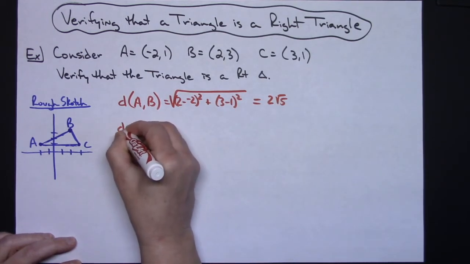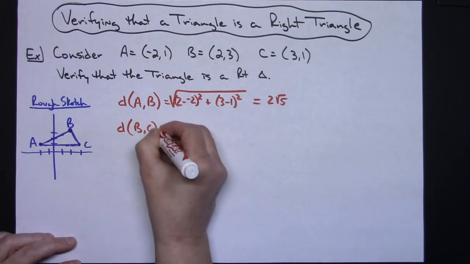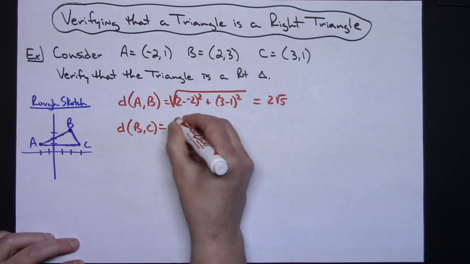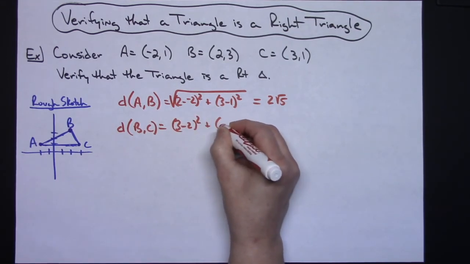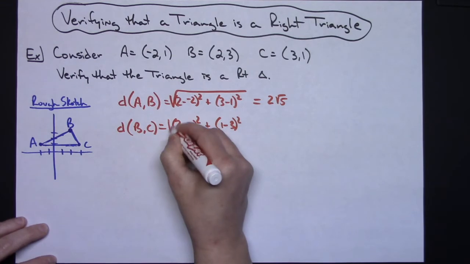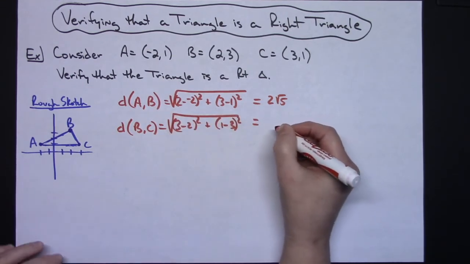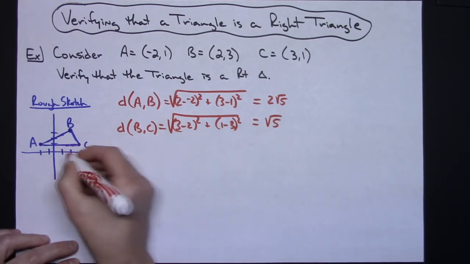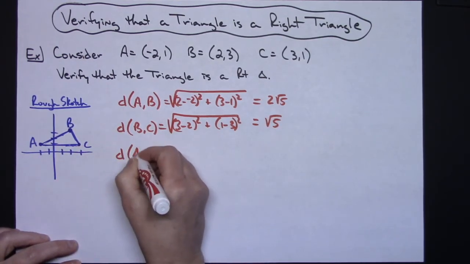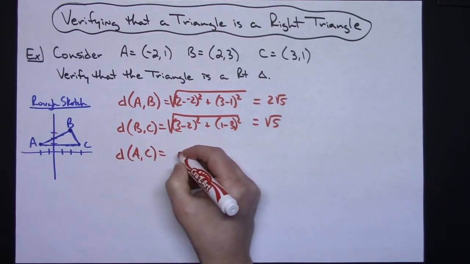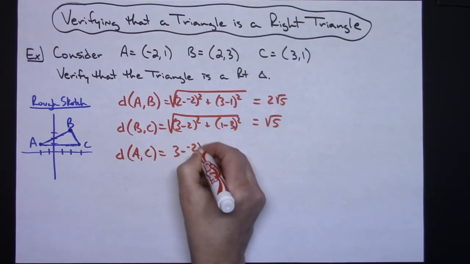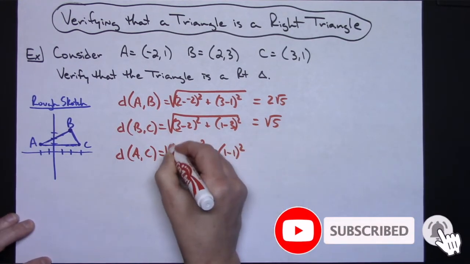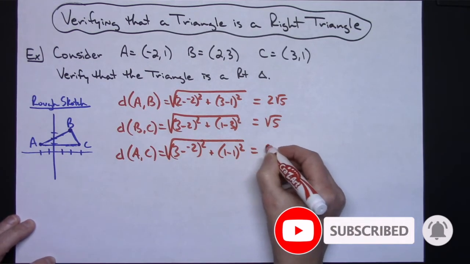Then we're going to do the distance from B to C. Again, the distance formula is going to be 3 minus 2 quantity squared plus 1 minus 3 quantity squared, and then the square root of that. Simplifying that out, you're going to get square root of 5. For the last one, the hypotenuse, we need to calculate the distance from A to C, and that's going to be 3 minus a negative 2 quantity squared plus 1 minus 1 quantity squared, and then the square root of all of that, and that simplifies down to 5.